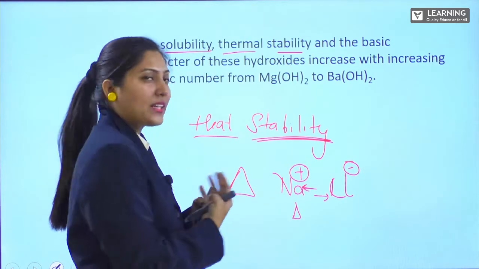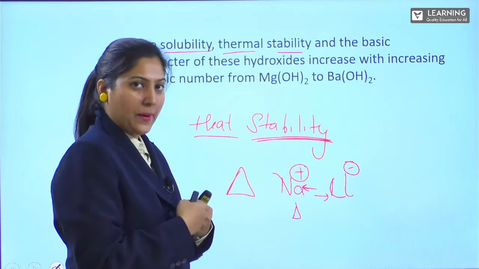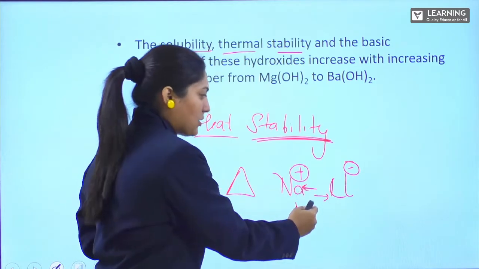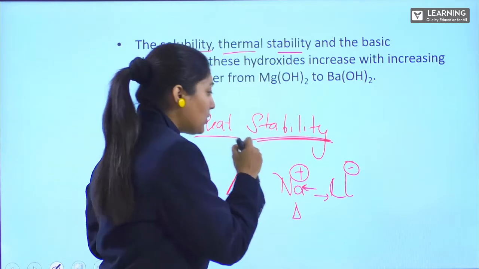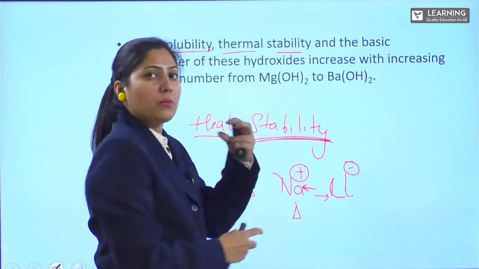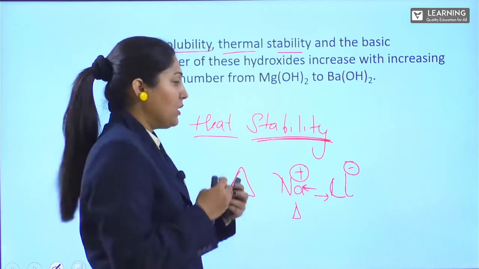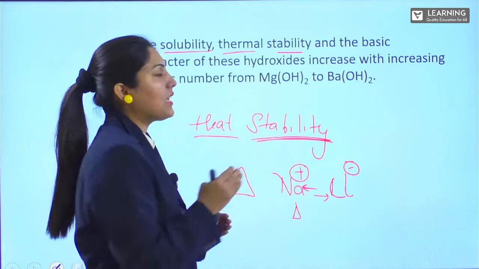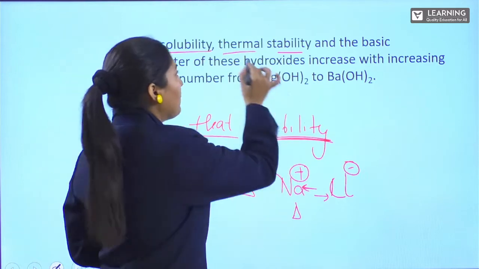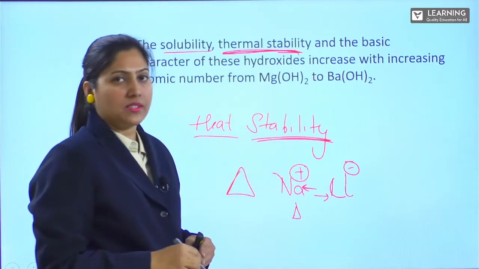Then they get attracted to the oppositely charged particles. So they come closer and become very tightly packed substances. It is not so easy to separate positive charge and negative charge, so you require more energy. Whenever we say ionic compounds, they will have more thermal stability.